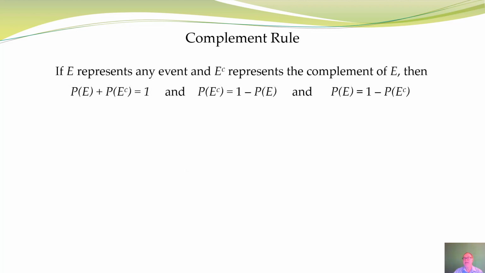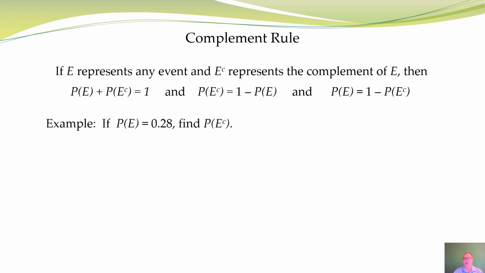If E represents any event and E complement represents the complement of E, then the probability of E plus the probability of E complement equals 1. And the probability of E complement is equal to 1 minus the probability of E. Also, the probability of E is going to equal 1 minus the probability of E complement. So if I know the probability of E or I know the probability of E complement, I can always find the other one.